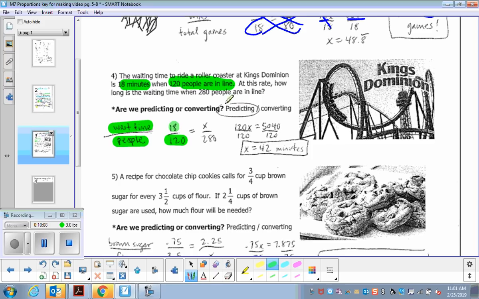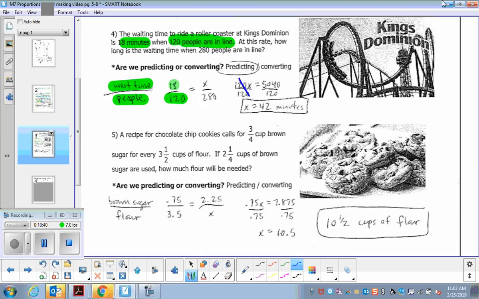We're going to use that to predict how long someone would have to wait in line if there's 280 total people in line. So this is a part to a whole, and once again we can just cross multiply and divide. When you multiply 18 times 280, you get 5,040, and when you multiply 120 times x, you get 120x. Then you're going to divide both sides by the 120 for it to cancel out, and we're going to get that the wait time here would be 42 minutes.